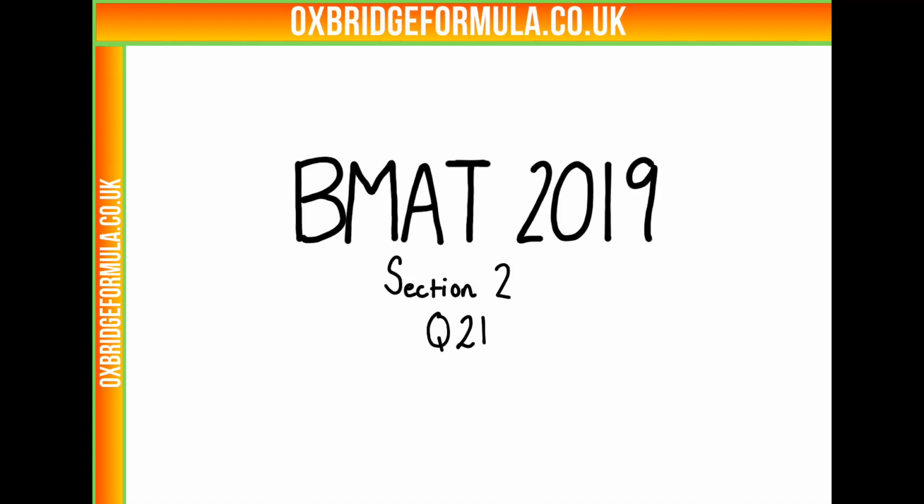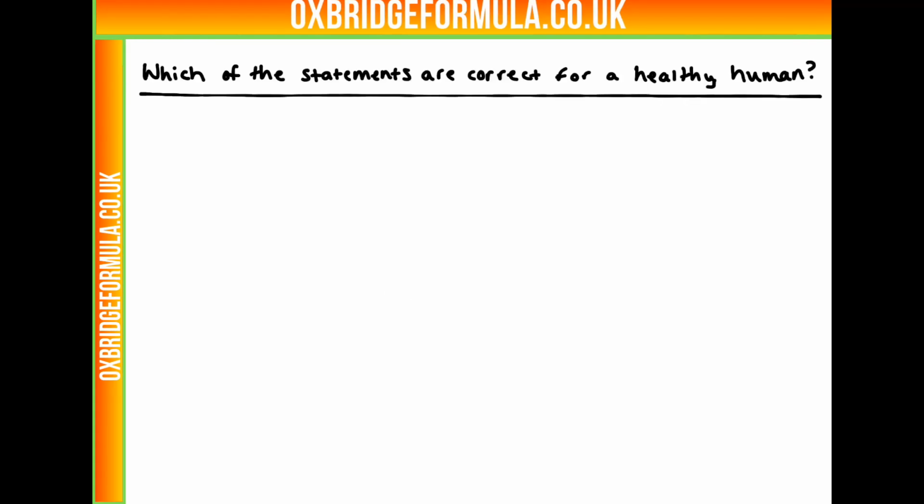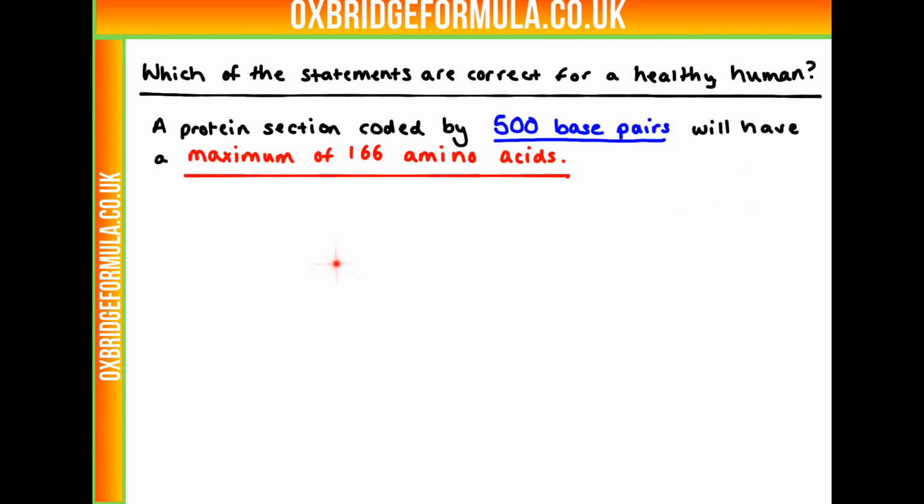In this video, we're looking at BMAT 2019, Section 2, Question 21. So this question gives us some statements and asks which are correct for a healthy human. So let's start off with the first one. A protein section coded by 500 base pairs will have a maximum of 166 amino acids.